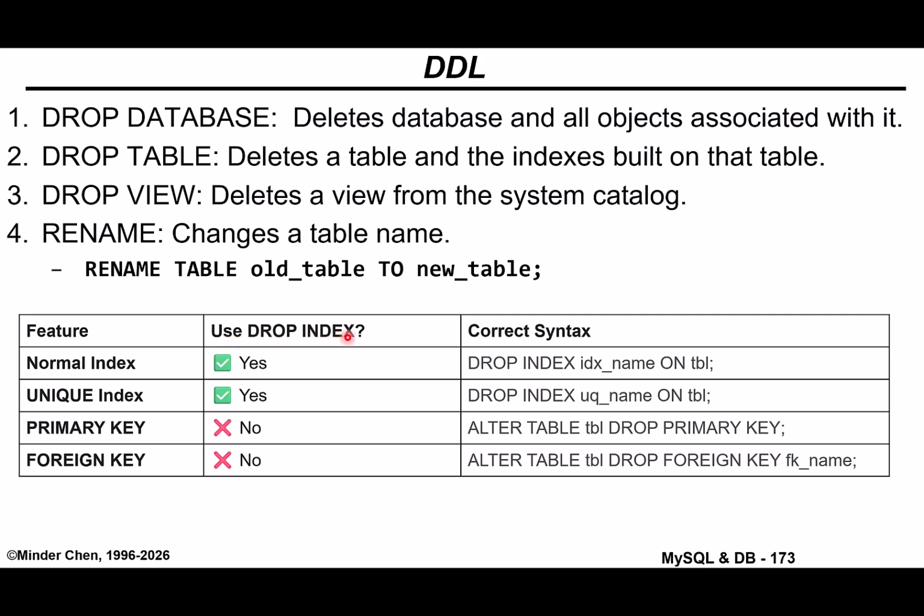You can use drop index to drop a normal index or unique index, but you cannot drop the index of the primary key and foreign key. You actually need to use the alter table statement to drop the primary key and then to drop the foreign key, and then the corresponding indexes will be removed.